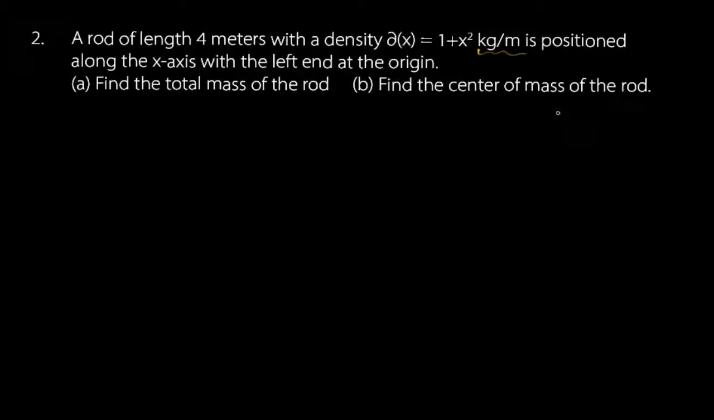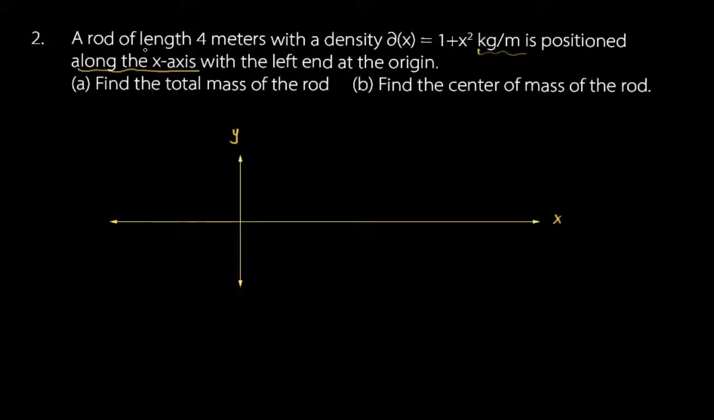So again, the advice I usually give is, anytime you're told to solve any question like this, the very first step you want to do is give a diagrammatic representation of the problem statement. So first and foremost, you're going to start by drawing the x and the y axis. This is my x axis here, and this is my y axis. Now what I've been told is that a rod of length 4 meters with this density is positioned along the x-axis. That's the first thing I need, and then with the left end at the origin. That's the next statement I need.